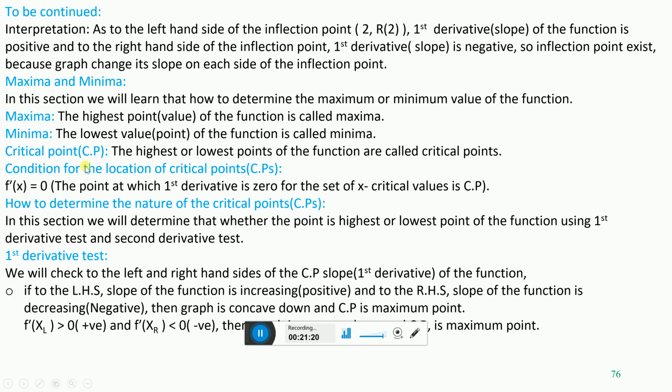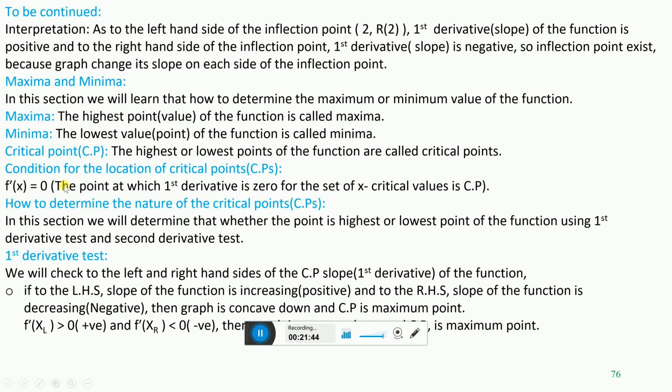Let me summarize maxima and minima again. In this section we define the highest value or the lowest value of the function, and we can use two steps to define the location of the critical point as well as the nature of the critical point.